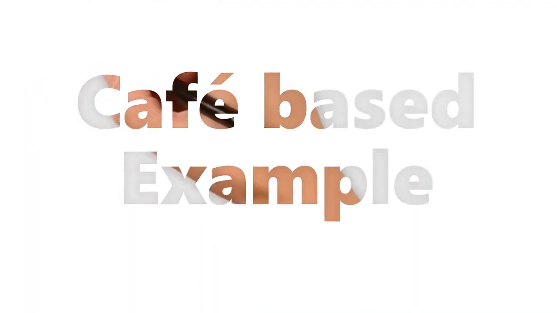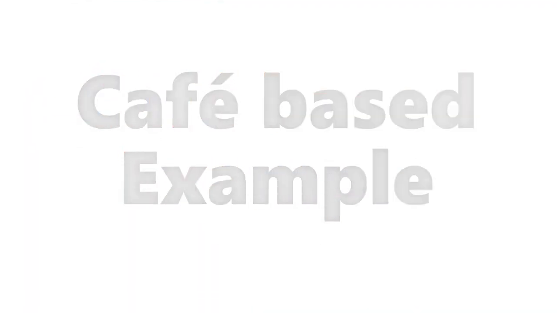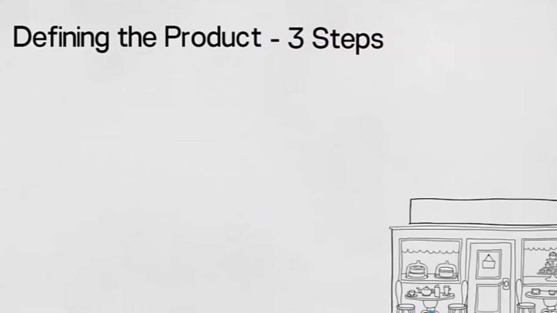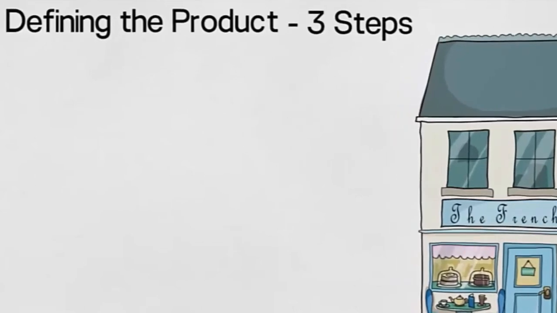Here we will use a few simple tools and divide our process into 3 simple steps. Let us use this cafe as an example. It is called the French Café, and it has recently opened up in town. It specializes in French cakes and desserts. Step number 1.